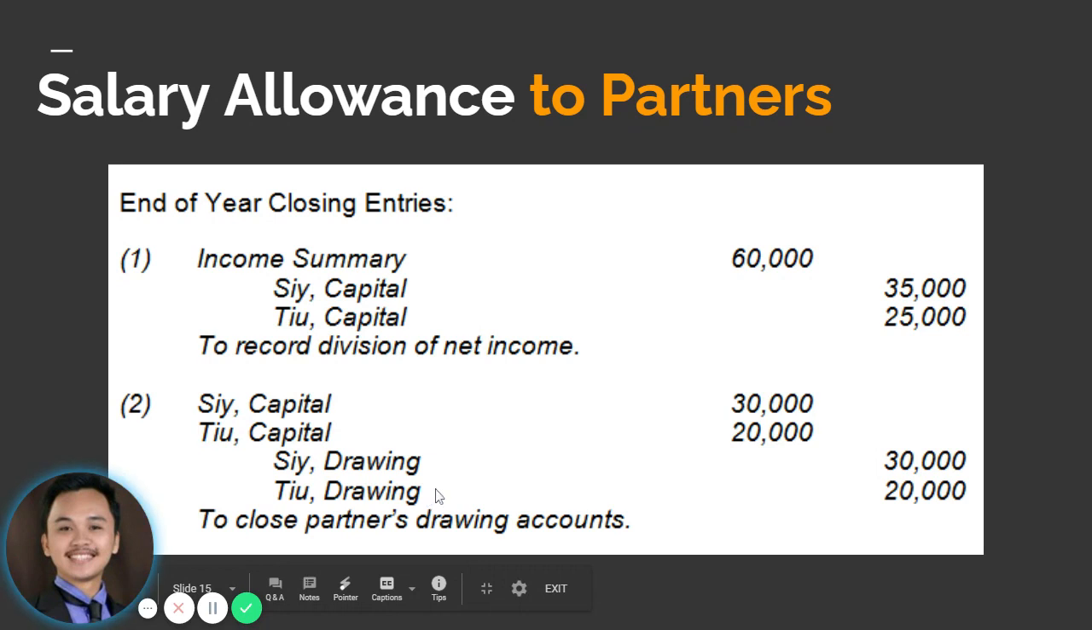And then, since we have drawings earlier, these drawings will be closed to your capital account. So, based on our discussion sa first topic, your drawing account is just a temporary account. So, therefore, it will be closed to your capital accounts. So, para ma-close nato ning drawing, atong debit kay C capital. So, ang result aning 30,000 ug 20,000 nga drawing is a deduction to capital.